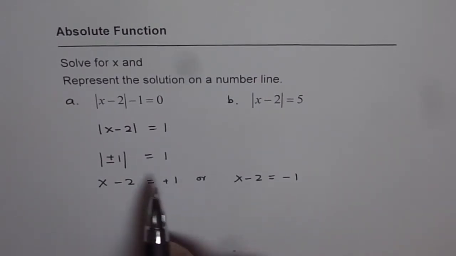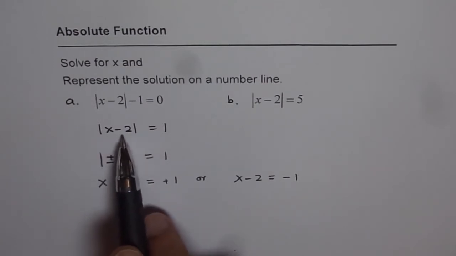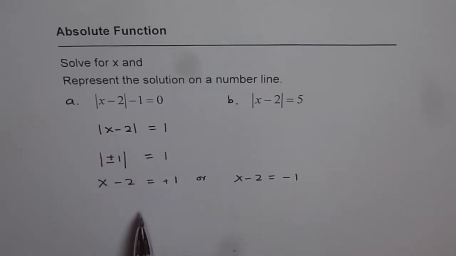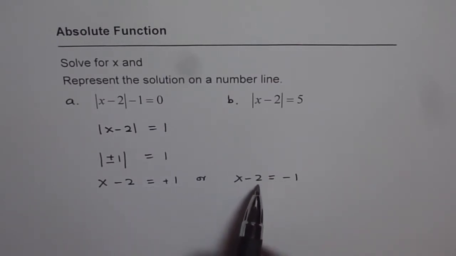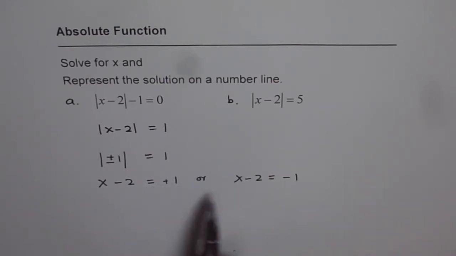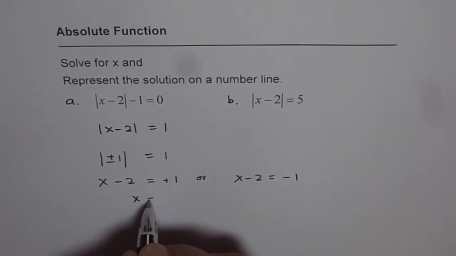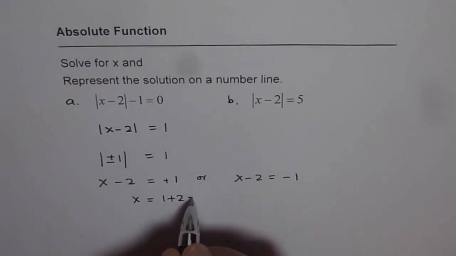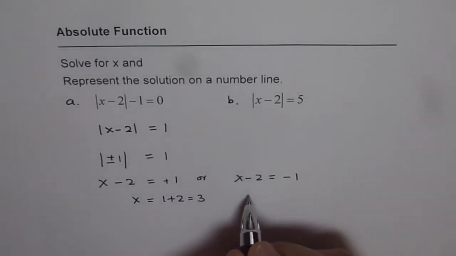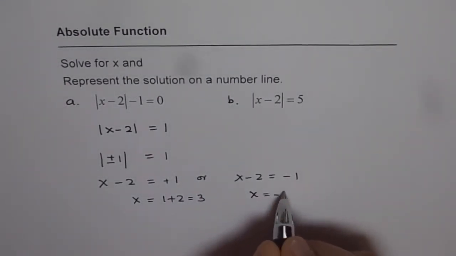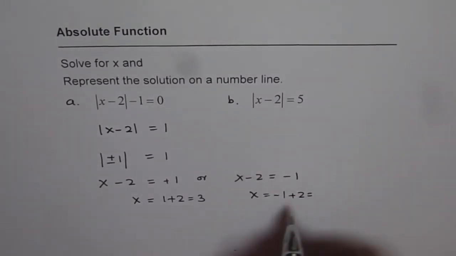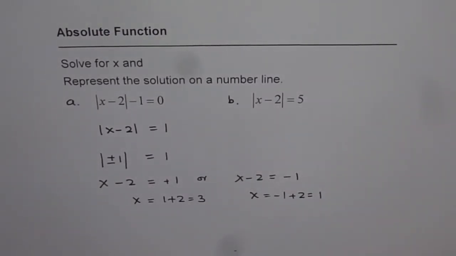So therefore, absolute value of x minus 2 equals 1 is as good as writing x minus 2 equals plus 1 or x minus 2 equals minus 1. Both should give us the right solution. So solving the first one, we get x equals 1 plus 2, which is 3, and the next one gives us x equals minus 1 plus 2, which gives us a value of plus 1.